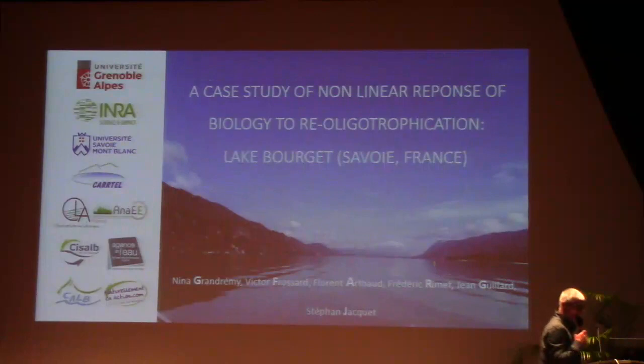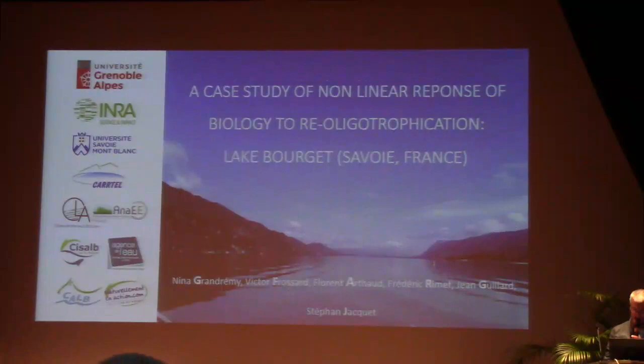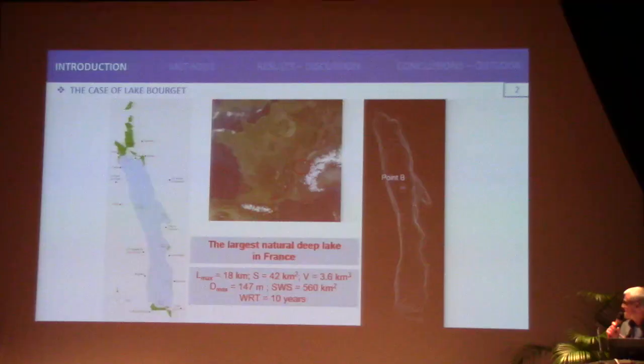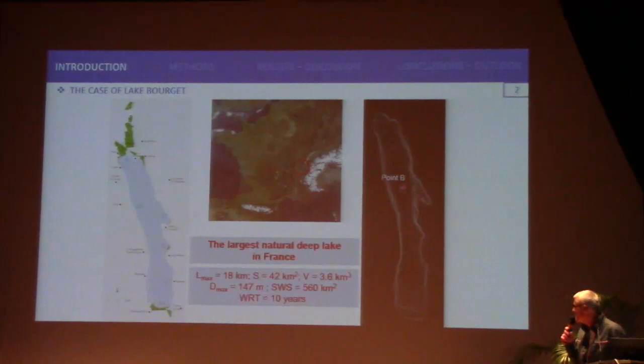Okay, so let's go back to ecosystems. Let me introduce you to the case of Lake Bourget, which is the largest natural lake in France. Just to give you a few characteristics, its maximum length is about 18 kilometers, surface 42 square kilometers, total volume of about 3.6 cubic kilometers, maximum depth 147 meters, and so on.